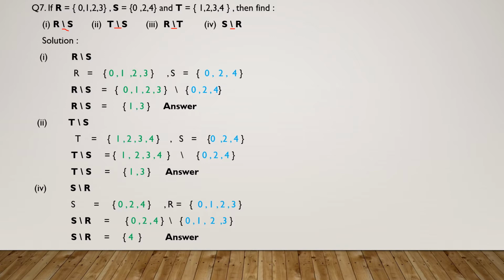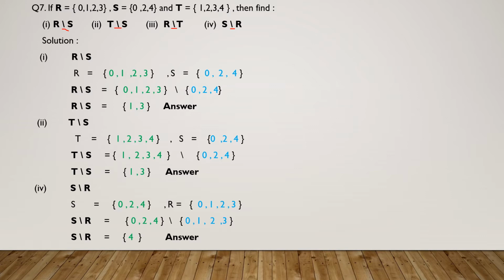The first operation of sets is union. The second operation of sets is intersection. The third operation of sets is difference. Now, how do we define the difference of two sets? Consider any two sets A and B, then their difference A minus B is a set which contains all the elements of set A which are not present in set B.